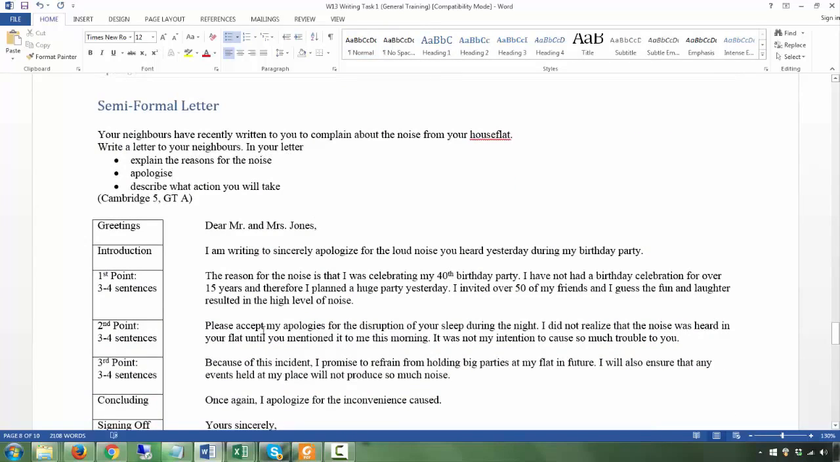Then explain the reasons for the noise. The reason for the noise is that I was celebrating my 40th birthday party. I have not had a birthday celebration for over 15 years, and therefore I planned a huge party yesterday. I invited over 50 of my friends, and I guess the fun and laughter resulted in the high level of noise. So again, expand a bit, talking about having not had a birthday celebration for 15 years, planning a huge party and inviting 50 friends.